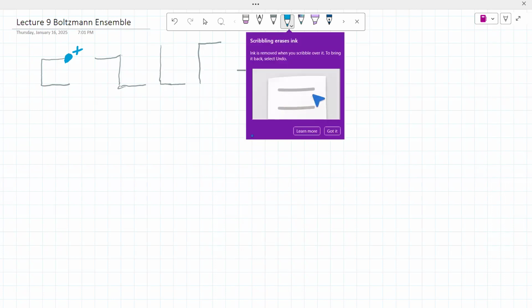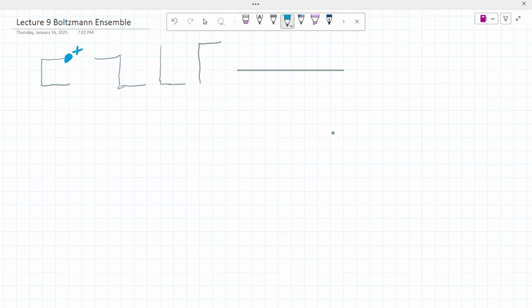Scribbling erases ink. Ink is removed when you scribble over it. Select undo. Okay, got it. I'm sorry. It looks like we cannot scribble. All right, there we go. Sorry, I'm still getting used to drawing with this stuff.